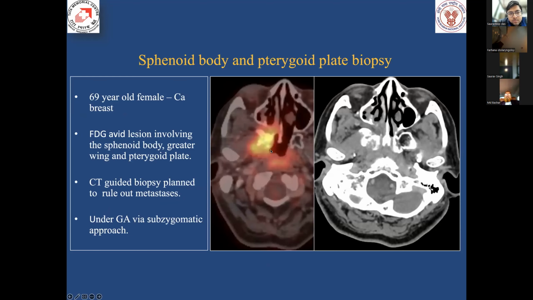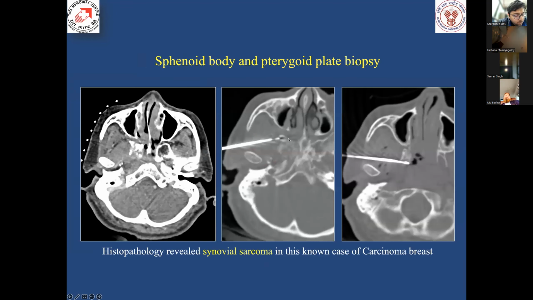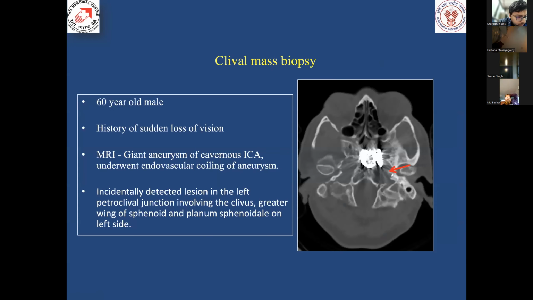Similarly, again, presented with a known case of CA breast. On planning PET, there was an FDG avid lesion involving the greater wing of the sphenoid. The CT guided biopsy, again by subzygomatic approach, was targeted. You can see the soft tissue component as well as the destroyed bone. These were targeted, and it came out as synovial sarcoma. So that was a second malignancy in this patient who had CA breast.